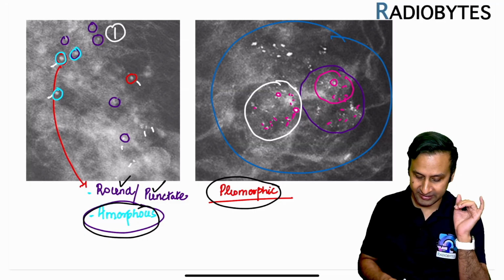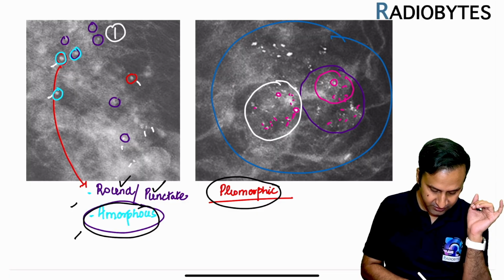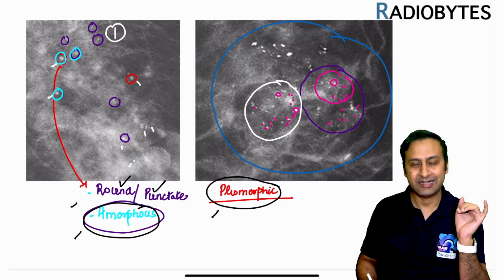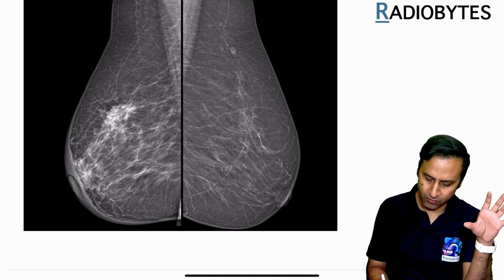It could be malignant. So we have had a look at three different types of calcifications: amorphous, round and punctate, and pleomorphic calcifications. Now, let's have a look at our next case. Again, our next case is pretty straightforward. What do we see here?